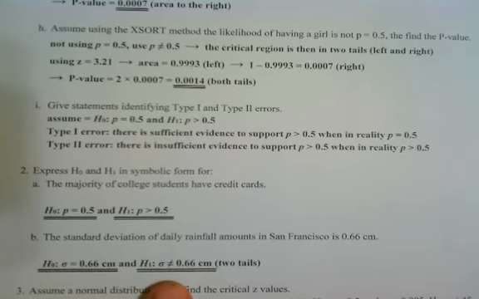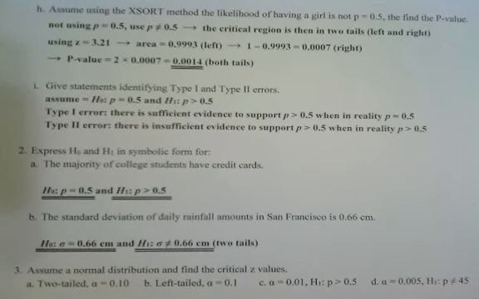So the alternative hypothesis will not always match the claim. And again, even though it doesn't have the word claim in there, that's what this is. This is a claim that the standard deviation of daily rainfall amounts in San Francisco is 0.66. And then basically we would get a sample of a certain number of days and then try to decide, did it match the claim or not, or was the claim believable or not.